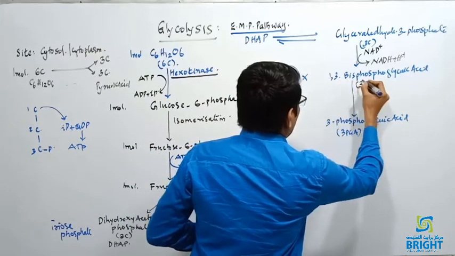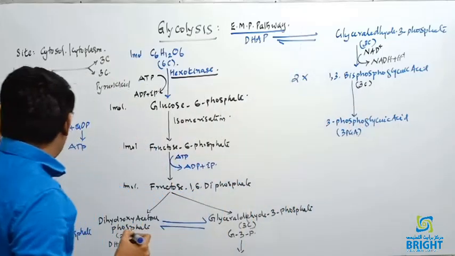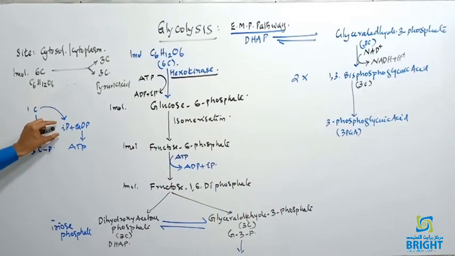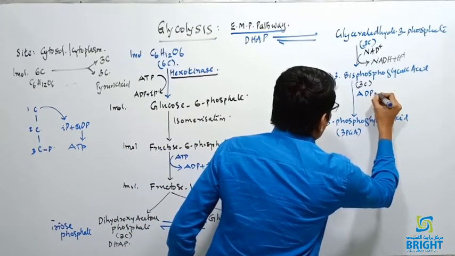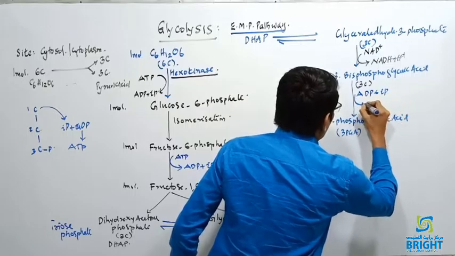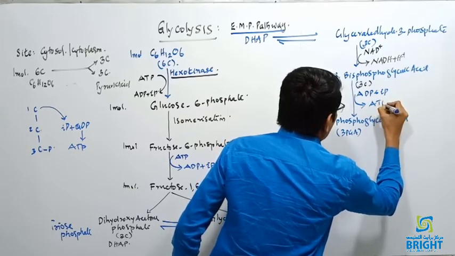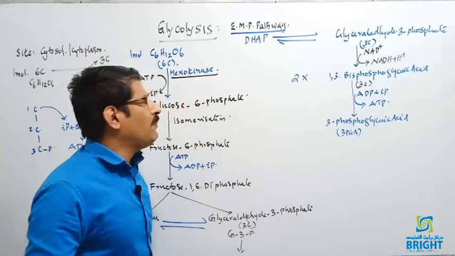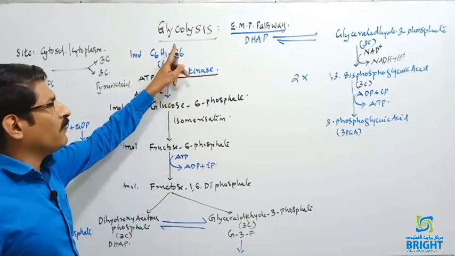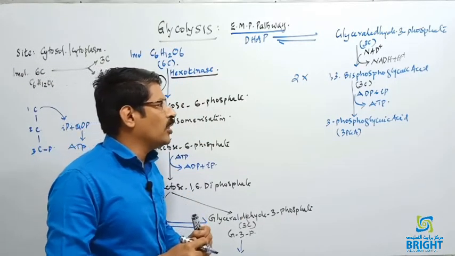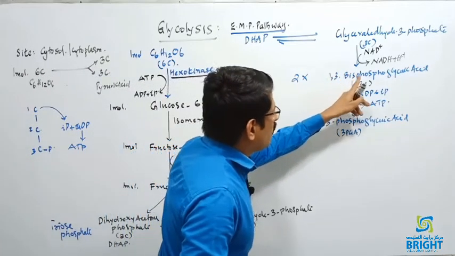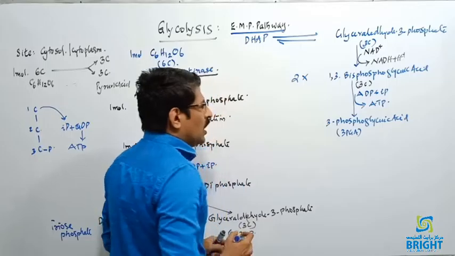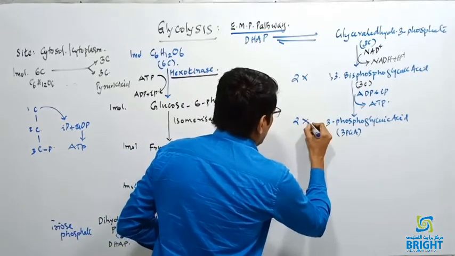So here 1,3-bisphosphoglyceric acid releases the phosphate from the first carbon, and that inorganic phosphate combines with ADP and forms an ATP molecule. This is the first ATP molecule produced as a part of glycolysis, the first ATP molecule produced as a part of the respiratory process. So 1,3-bisphosphoglyceric acid is converted into 3-phosphoglyceric acid. It is also 2 molecules.